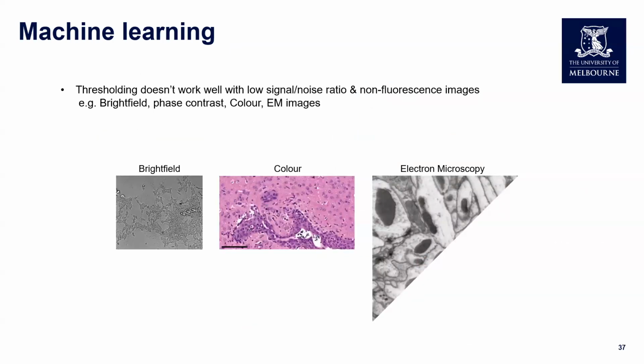The conventional thresholding approach that I've just shown you usually works well in fluorescence images and also when there is a good signal to noise ratio. But it doesn't work very well if the signal is not clearly separated from the background, or if it's a completely non-fluorescence image such as bright field, color, phase contrast, or EM images like this. So for this type of images, we can try a machine learning approach.